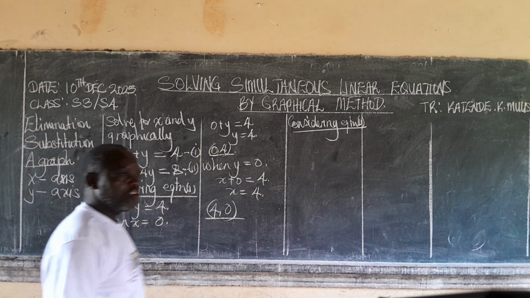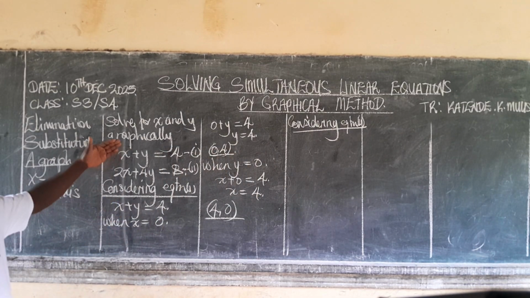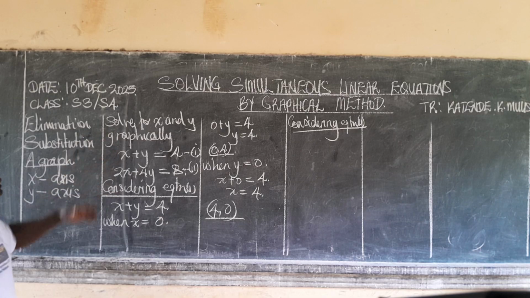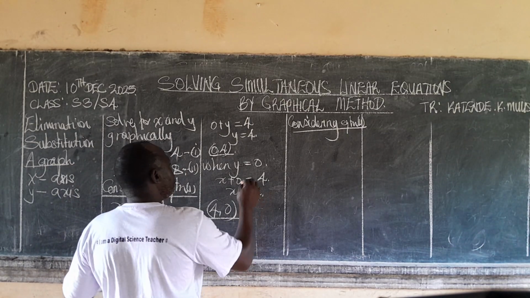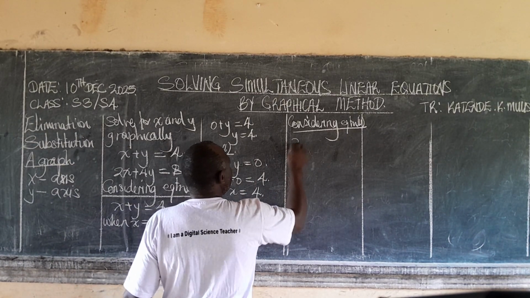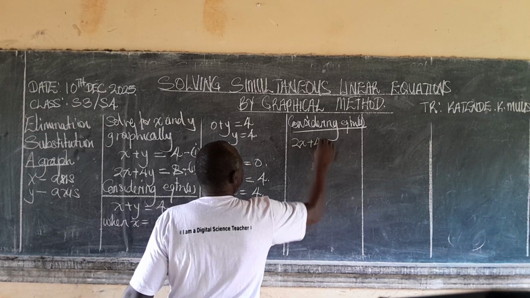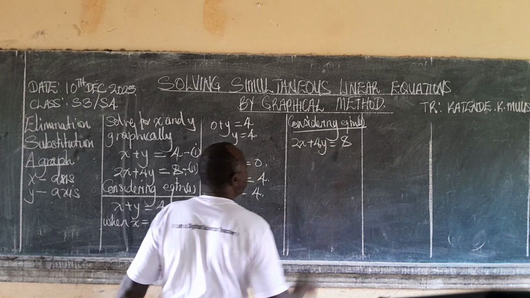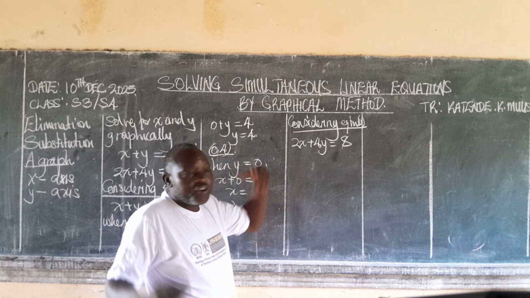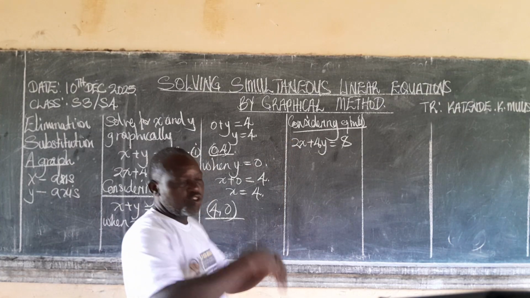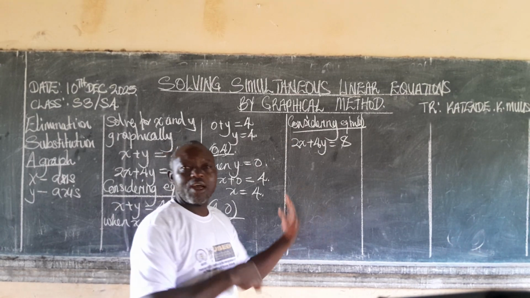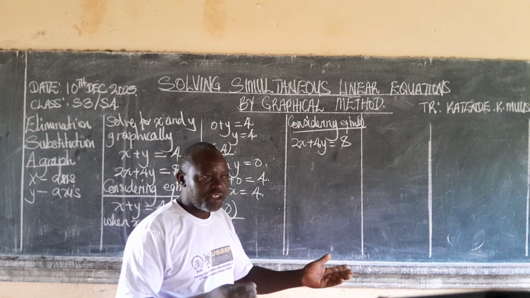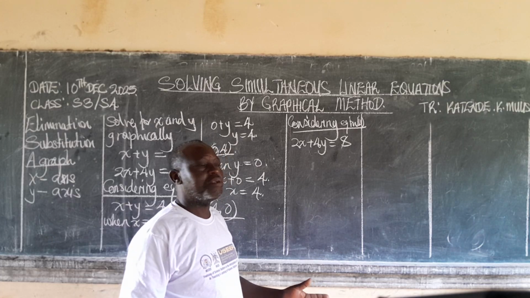When we consider equation 2, the very way we've been handling equation 1 is the very way we handle equation 2. So equation 2 is saying 2x plus 4y equals 8. You can begin with y or you can begin with x, so long as you are following the correct procedure.